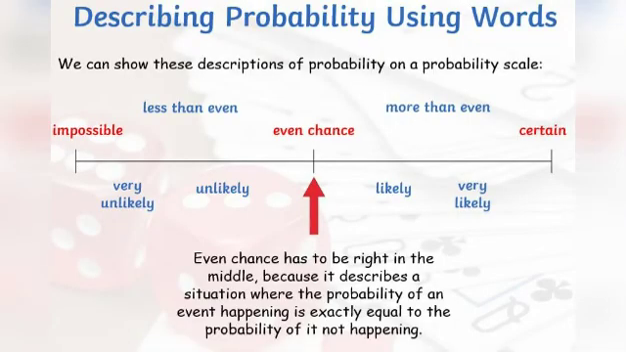So the key thing to remember from today's lesson is that if we are looking at a probability scale, an even chance sits exactly halfway along the line between impossible and certain. An even chance has to be right in the middle. It describes a half chance or a 50-50 chance because the probability of our event happening is exactly equal to the probability of it not happening. If I was to describe an event as having a less than even chance, well, that tells me that it's either impossible, very unlikely, or unlikely to happen if it's less than even. If it's more than even, then I could say that it's likely to happen, it's very likely to happen, or even that it's certain to happen if it has a more than even chance.